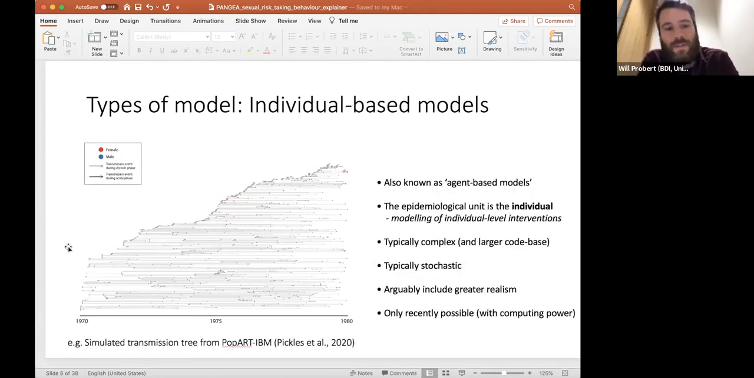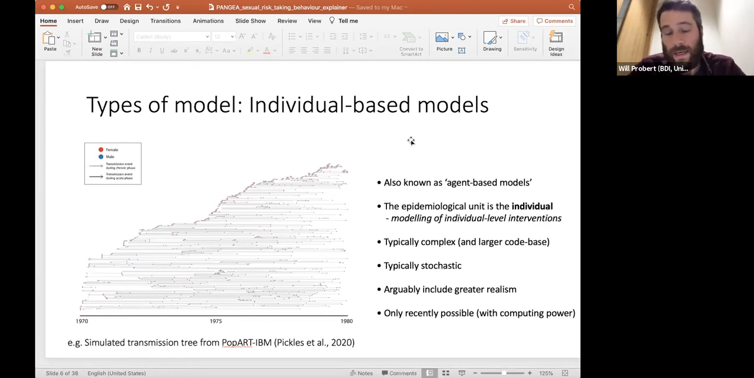The other type of model that is commonly used, and these are by no means the only two types of models, they're just two very common types, and I'm a little bit biased, they're the two main types of models that I've been most familiar with. The other type is called an individual-based model, also known as agent-based models. The key difference is that the epidemiological unit in this case is an individual. You're modelling individuals, their characteristics and their behaviors, rather than the population as a whole. So it's very useful for modelling individual-level interventions.